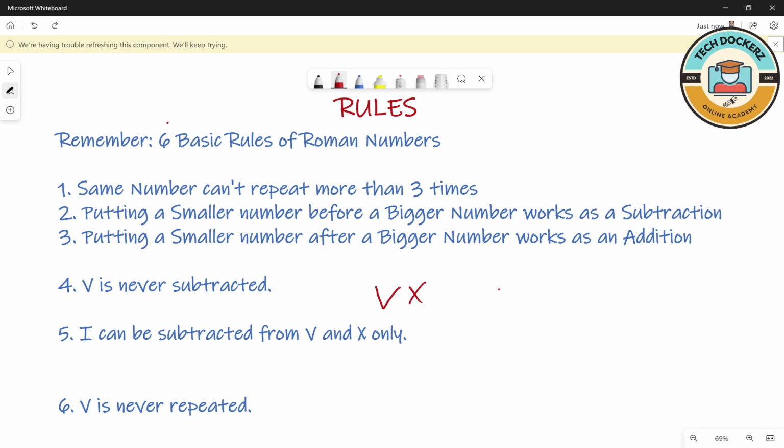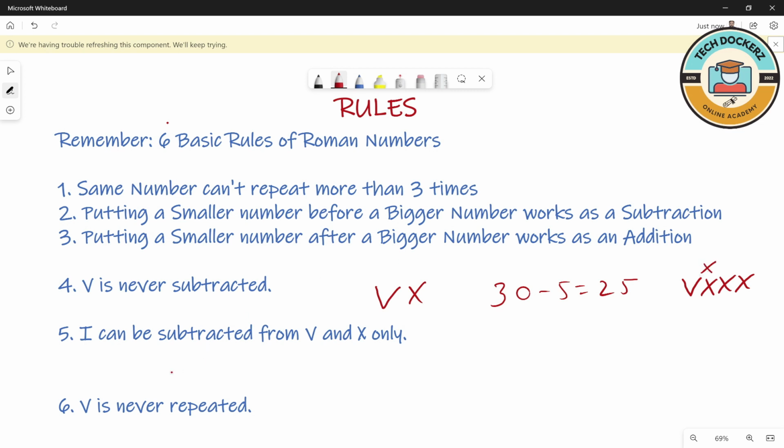For example, if we want to write 25, we can write 30 minus 5 is equal to 25. And in Roman numbers, how can we subtract V, the smaller value, from 3 times X? According to the fourth rule, V is never subtracted. So we cannot subtract V from 30.